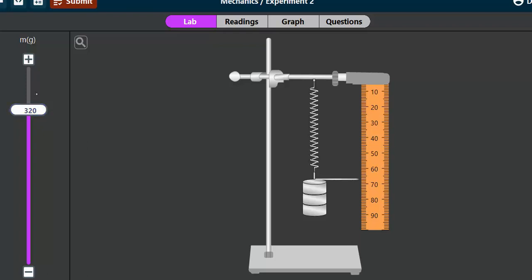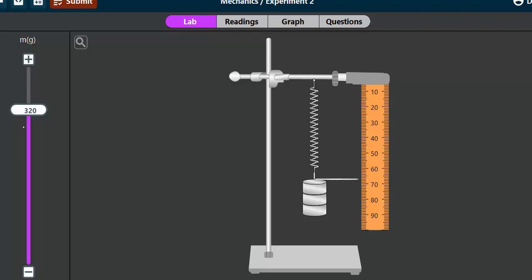So basically, if you happen to be on Earth, the force will be 320 times 10, which is roughly the acceleration due to gravity on Earth. But have you wondered what would happen if you performed this kind of experiment on the moon, or let's say on Jupiter? So let's take a look at how this spring will extend on the moon and on Jupiter.